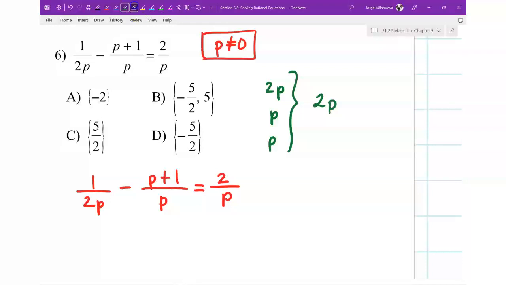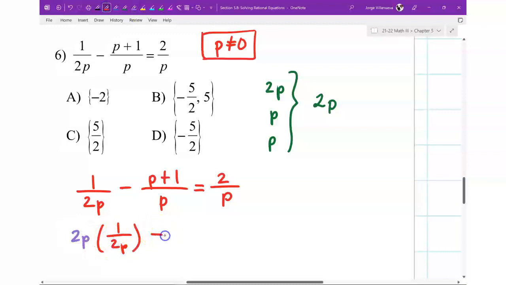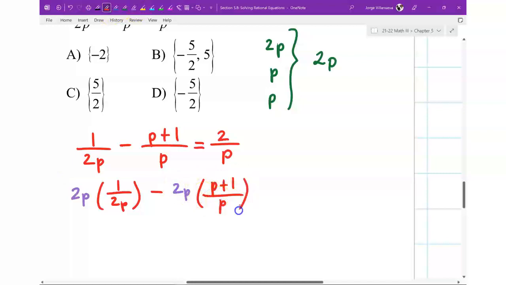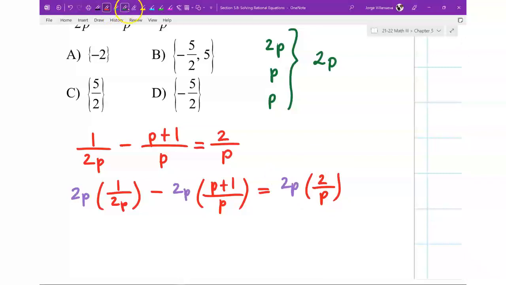Okay, so let's multiply everything by that. So 2p times 1 over 2p. So you can kind of understand how I mentioned earlier, if you can do it in your head, feel free. You don't have to write out this step. I'm just writing this out in case somebody needs to see what I'm doing. Okay, so everybody works at a different pace. So if your pace is a little faster, then go ahead and work at your own pace. So there you go. What do I cancel on the first fraction?